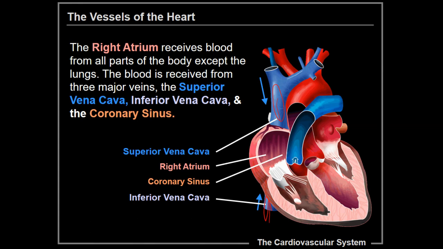I'll say this many times, but remember, all veins carry blood back to the heart. All arteries carry blood away. All right. So regardless of oxygen content, all blood that is coming back to the heart will do so through a vein. All blood going away from the heart will do so through an artery.